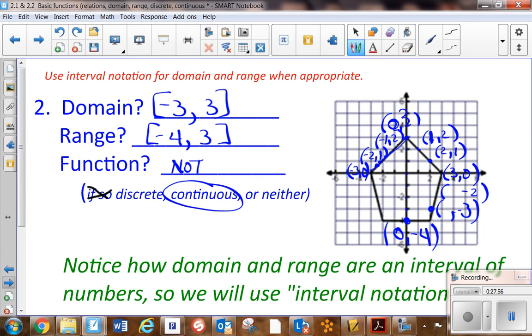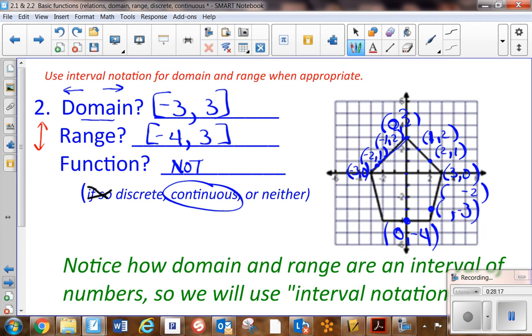So basically what we're asking on a continuous function right there, when you're looking for domain, you're wanting to know what's the furthest left it goes, what's the furthest right it goes. In this case, the furthest left it ever goes is to -3. The furthest right it ever goes is 3. With range, you want to know how high does it go and how low does it go.